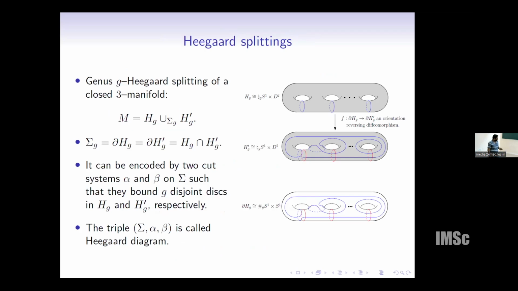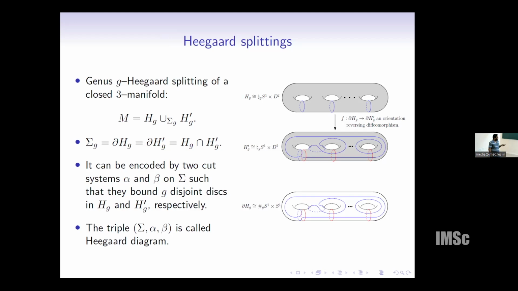Let us recall the notion of Heegaard splitting. A genus g Heegaard splitting of a compact orientable manifold M is a decomposition of M into two genus g handlebodies Hg and Hg prime. They have a common boundary sigma g, which is nothing but the boundary of Hg and the boundary of Hg prime. So M can be reconstructed from the handlebodies Hg and Hg prime by gluing along the boundary using an orientation reversing diffeomorphism F, which is a boundary map.